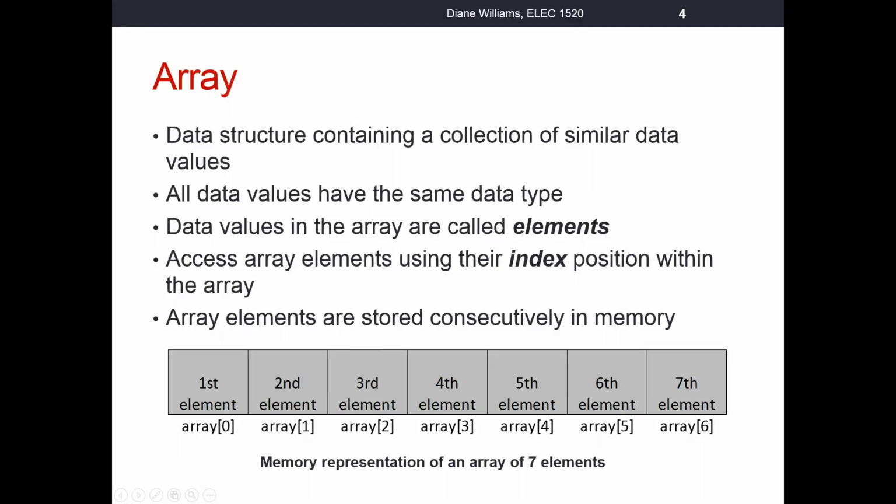So if we create an array of 7 elements, the first element will be stored in array at index 0. So we always start counting in programming in C with 0. So the first element, index 0. The last element, so there's 7 elements, we have 1, 2, 3, 4, 5, 6, 7. The last element will be array at index 6. So the final index is always 1 less than the number of total elements in the array.